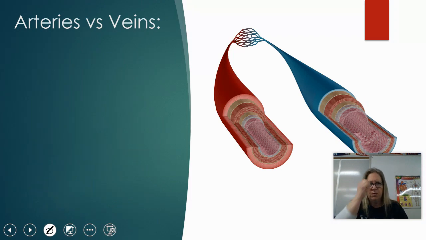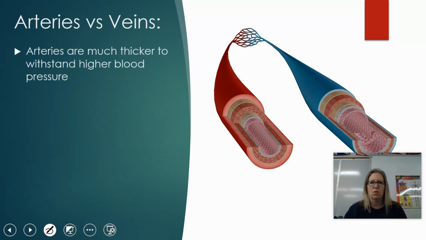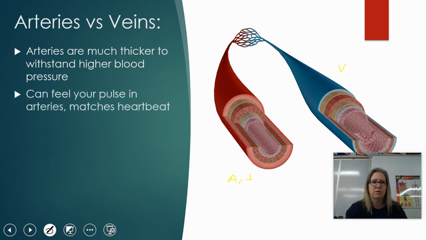Some other differences between arteries and veins. One, and here's, excuse me, this red one, this is the artery, okay? And this blue one, that's the vein. Arteries are much thicker. And the reason for that is because they're carrying a lot more pressure. You think of the heart pumping, it sends that blood into the arteries. Those arteries need to be thick to withstand that pressure, okay? So they just have a thicker wall.